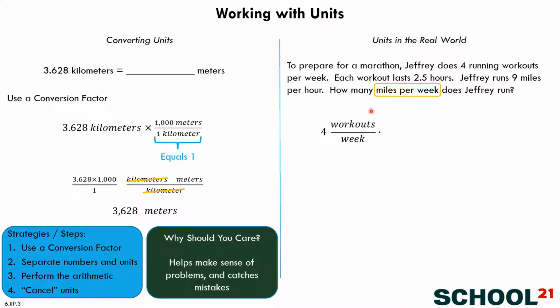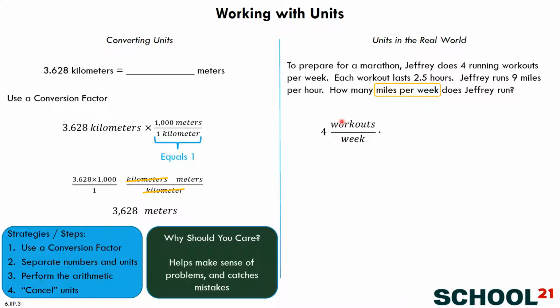So first of all, we have 4 workouts per week, right? Yeah. Okay. Now part of that week is a part of what we want, right? Mm-hmm. We want miles per week, so that's miles over week. Week is already here in the denominator, so it looks like it's in the right place, yeah? Okay, let's list what else we have. What's another thing that the problem tells us? Yeah, each workout lasts 2.5 hours.